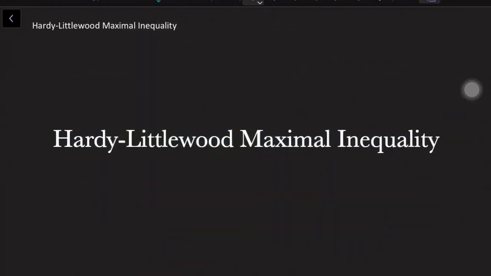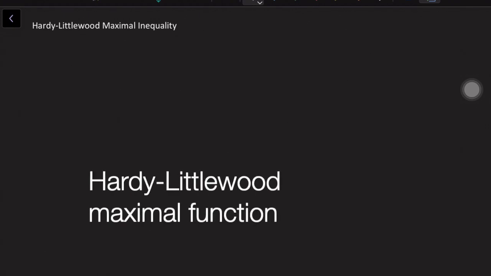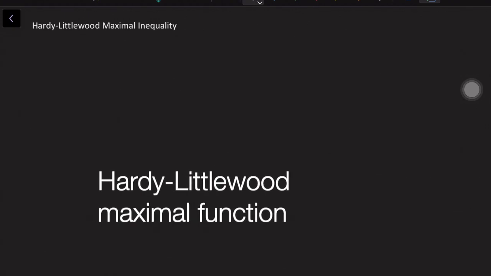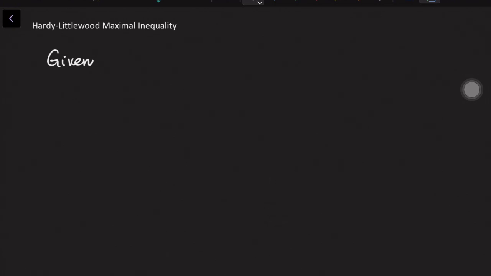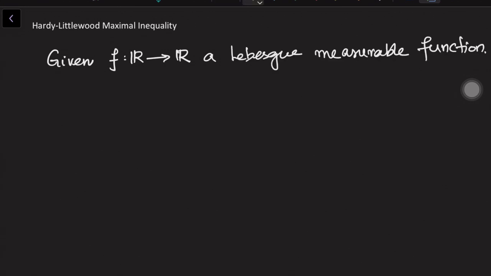Next topic, Hardy-Littlewood Maximal Inequality. So one important definition is the Hardy-Littlewood maximal function. Given f a measurable function, of course we are discussing everything in terms of Lebesgue measure, so it's a Lebesgue measurable function. For a given Lebesgue measurable function, one can define this Hardy-Littlewood maximal function as follows.